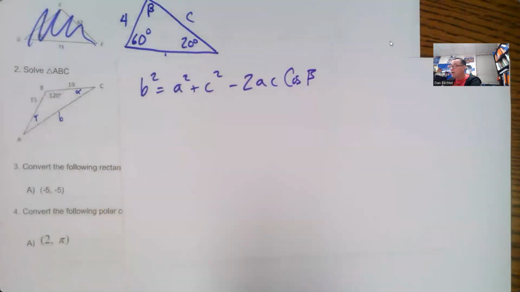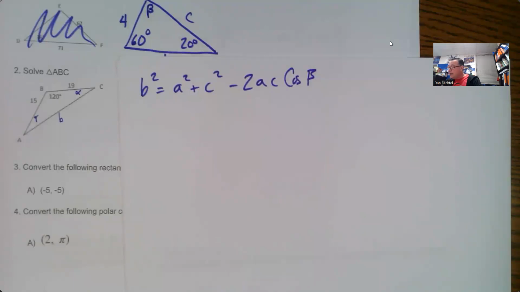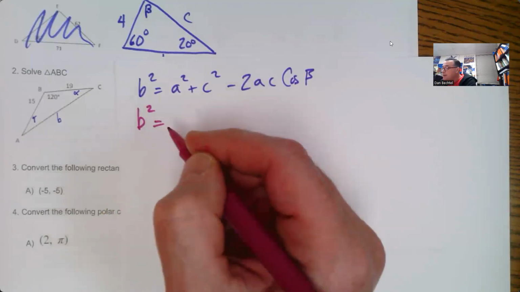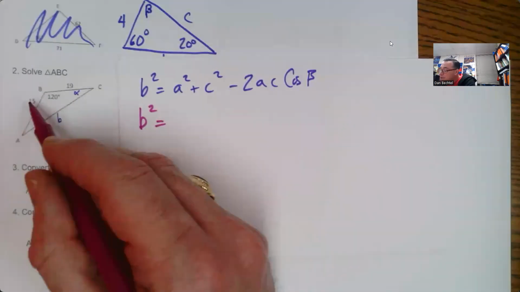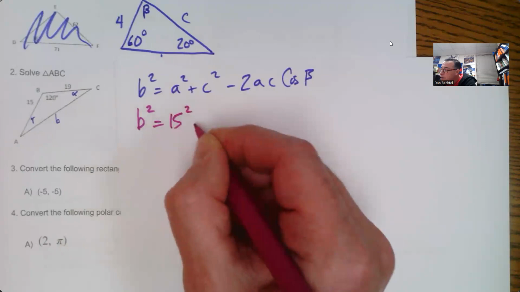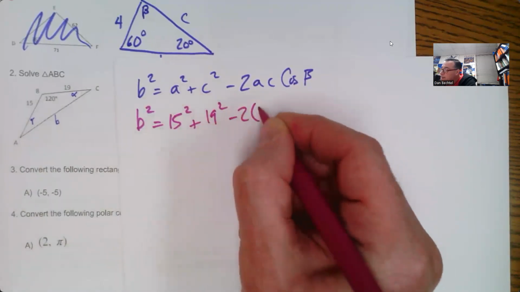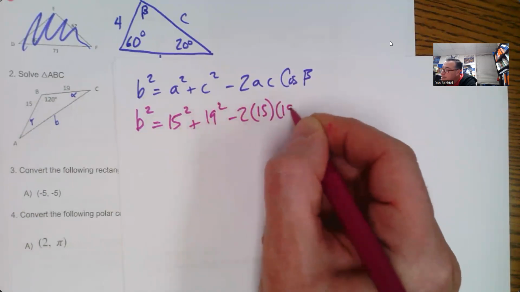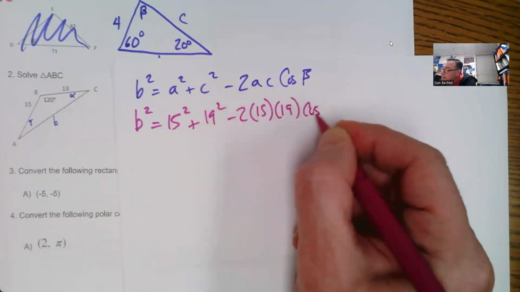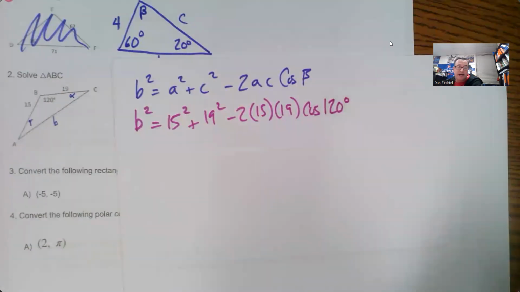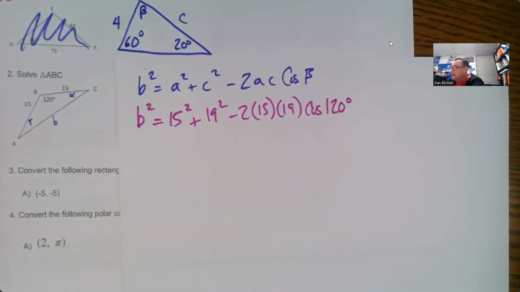So I'm going to plug all the stuff in that I can. I do not know in this case what the b is, so that is going to stay our unknown value, the b squared. A squared is the one opposite the alpha, so that is going to be 15 squared plus 19 squared minus 2 times 15 times 19 times the cosine of, in this case, beta is 120 degrees. Calculator is going to do a whole lot of work for us, and that's fine.